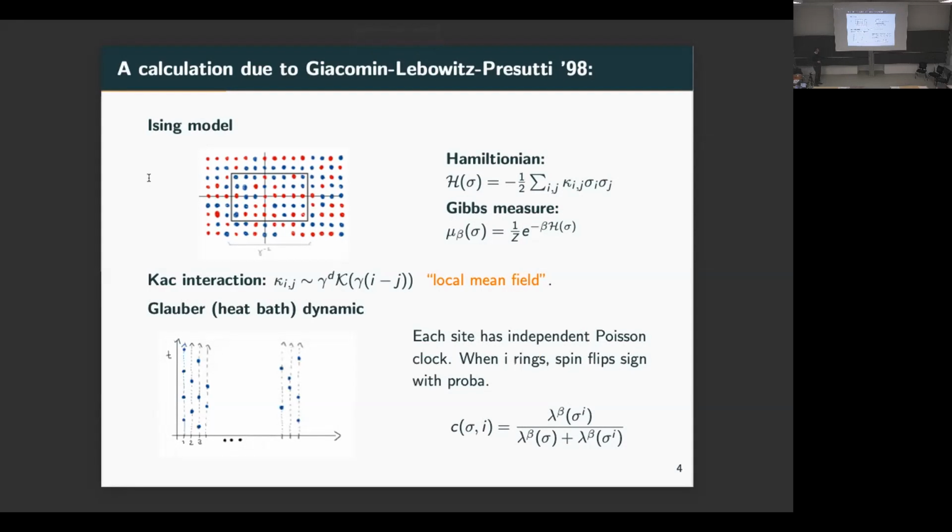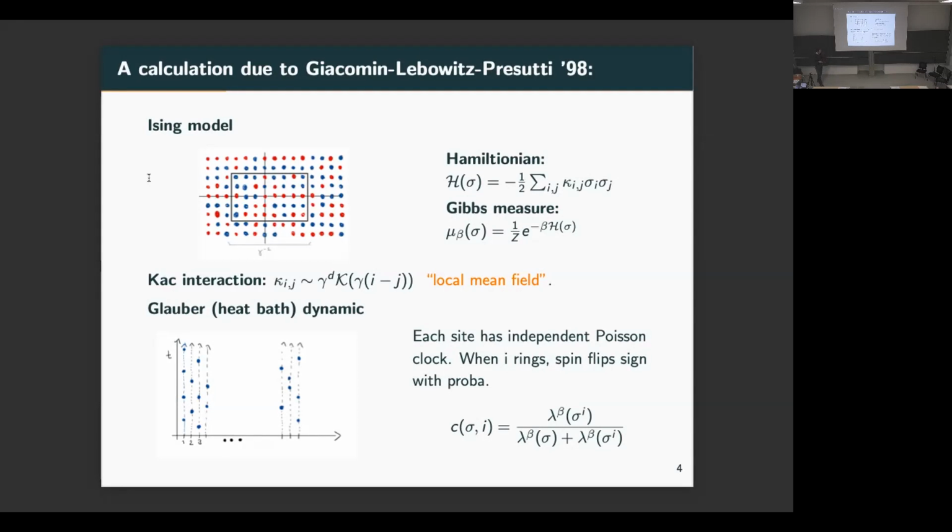And then we look at this with the Glauber dynamic, the heat bath dynamic. This is pretty easy to define. Each site has an independent Poisson clock, and when it rings at site i, then the spin flips or doesn't flip, with this probability. This is just given by the probability of the flipped state over this normalization. So if it's more favorable for the Gibbs measure to flip, then it's more likely to flip. This dynamic is relatively easy to see as defining a reversible Markov process for this measure.